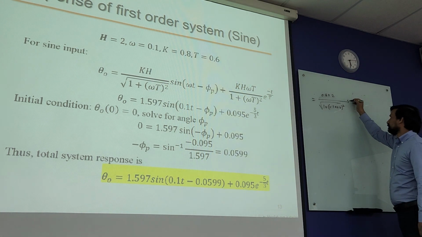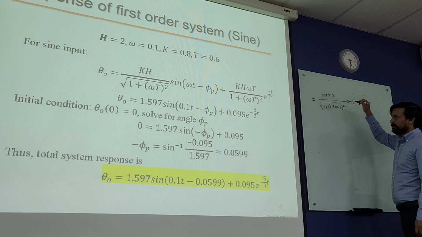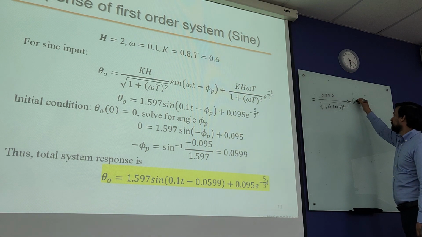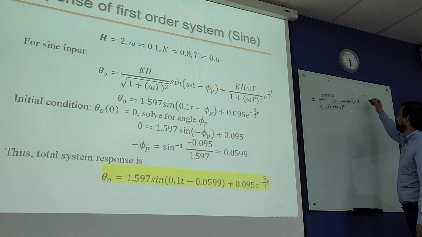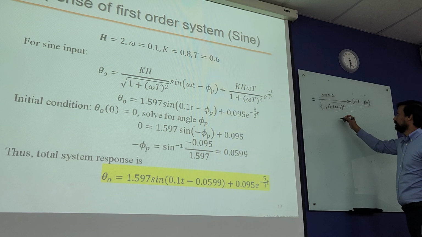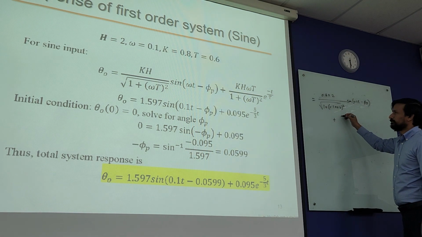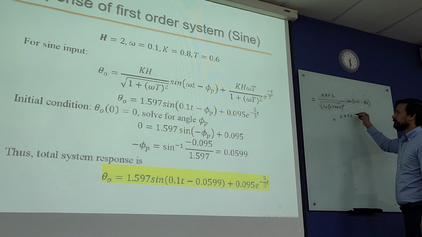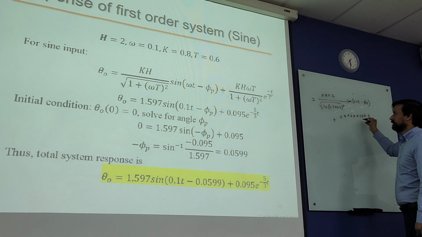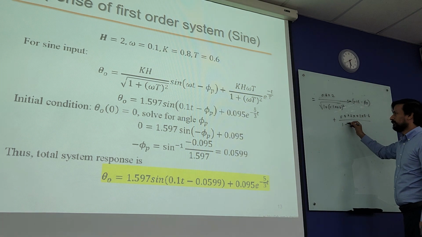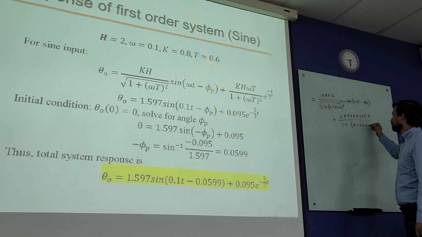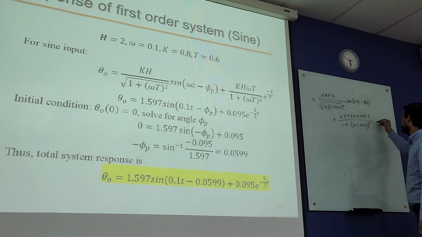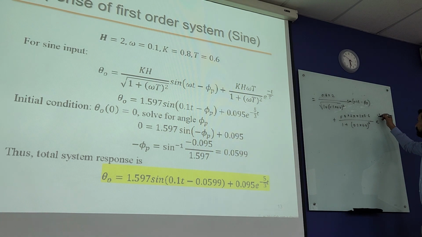Then sine of (omega t, where omega is 0.1 multiplied by t, minus 5), plus 0.8 times 2 times 0.1 times 0.6 over 1 plus 0.1 squared, with T as 0.6, squared, exponential of minus time.